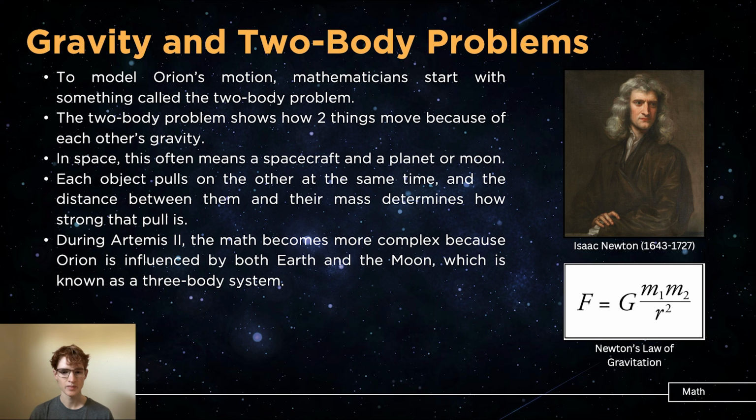During Artemis 2, the math gets more complicated. Orion is influenced by both Earth and the Moon at the same time. This is called a three-body system. Predicting motion in a three-body system is much harder, which is why precise math is so important.